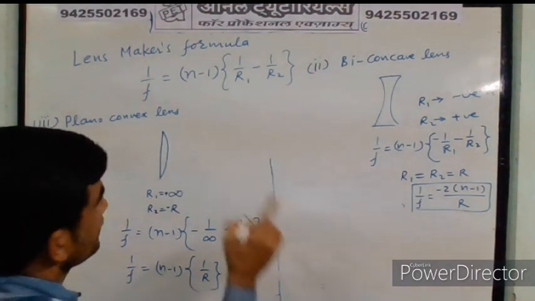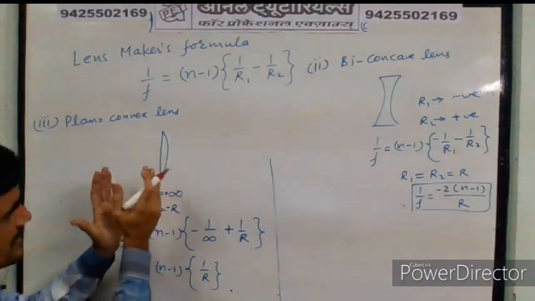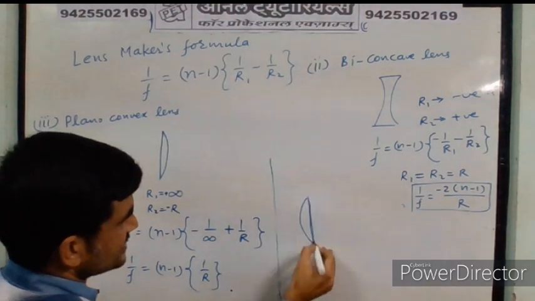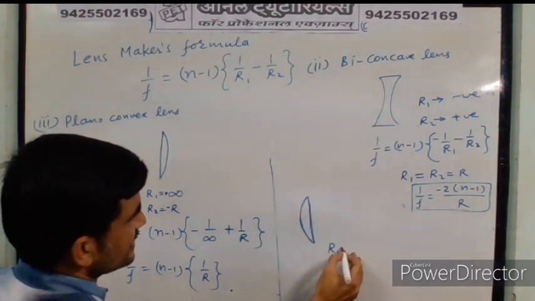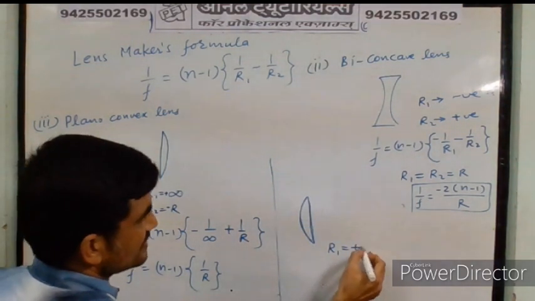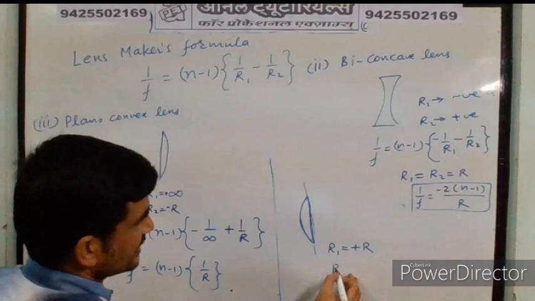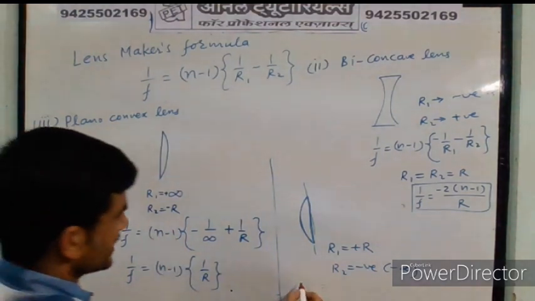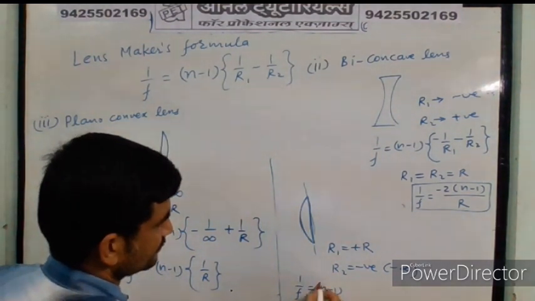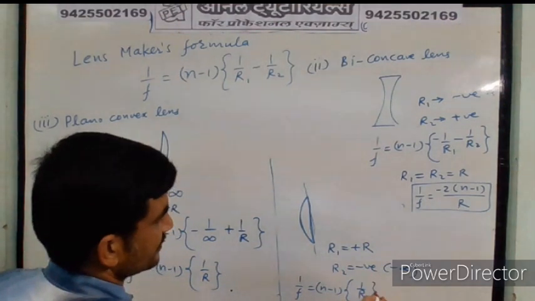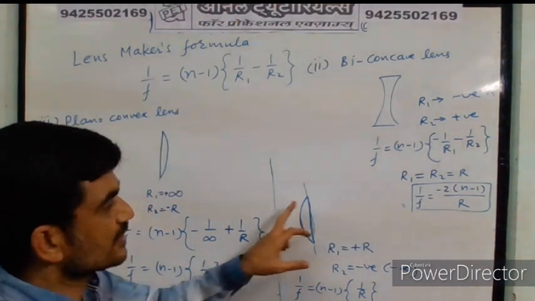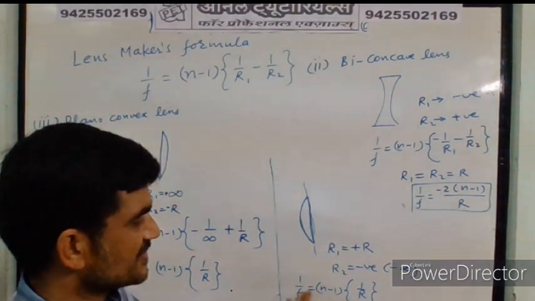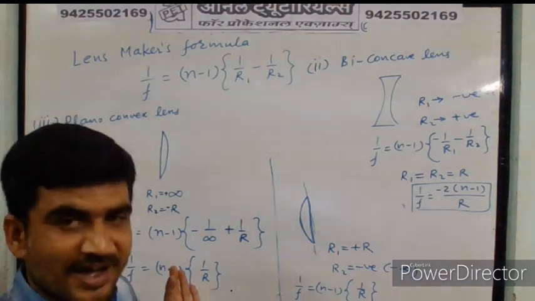And similarly, when you take the flat or plane surface on the right hand side like this, in that case R1, the first surface, is positive, and the second surface is negative, minus infinity. So when you put this value here, once again you will get the same relation. Whether the plane surface is the first surface or the second surface, you will get 1 upon F equal to (N minus 1) times 1 by R.